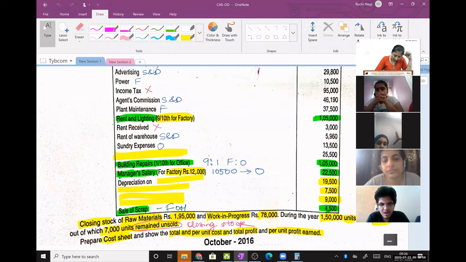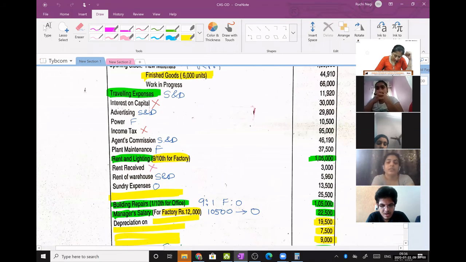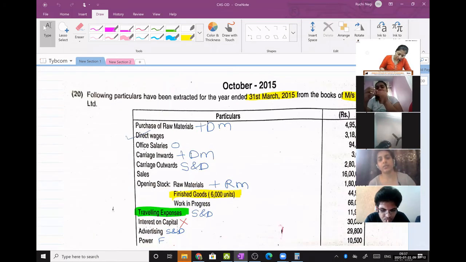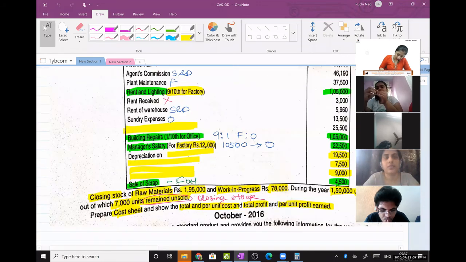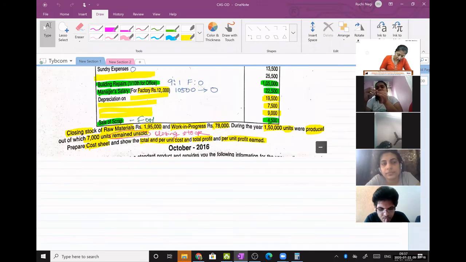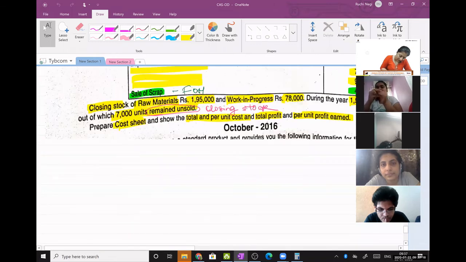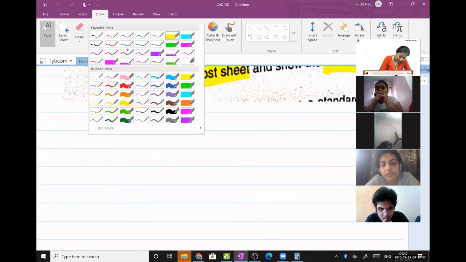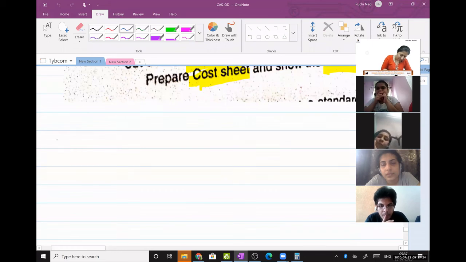Next. We still have 4 minutes with us, so I guess we can do the working note of units produced and units sold. So let us do that and keep ready. Next lecture, I'll solve the whole question, obviously. But let us calculate units produced and units sold, and let us write that note for non-cost items. So till that much we can do. Start. Working note number.